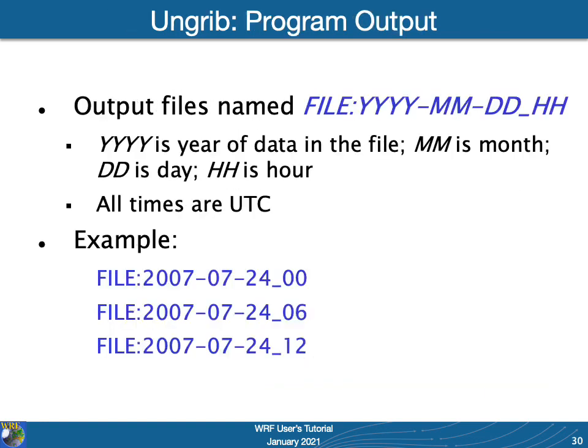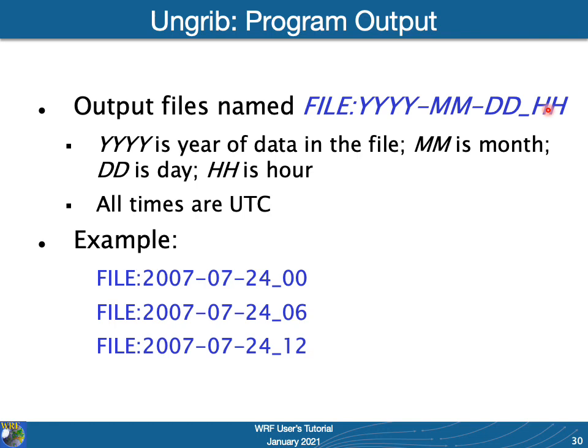After the Ungrib program finishes running, we have a set of intermediate files. In general, we have 1 file per time period of data that was processed by the Ungrib program. The names of these files by default are simply FILE and then a colon and then a year, month, day, and hour. That year, month, day, and hour is the valid time of the data in that intermediate file, and all times are UTC.